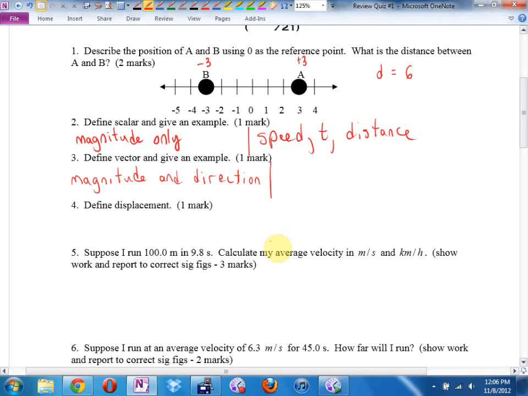Define displacement. Easiest way to define displacement, change in position. I'll take that for 1 mark. What else did you write? I may give you the mark. Yep. Difference between starting point and ending point. I'll live with that. The key word there is difference. Anything else? Displacement between an object's initial position and final position.